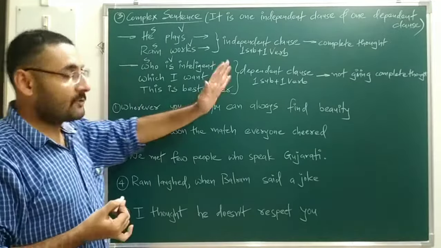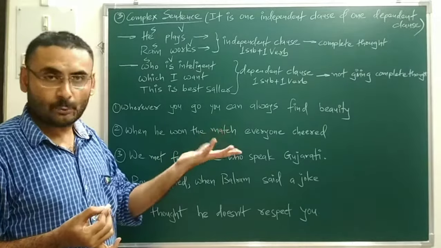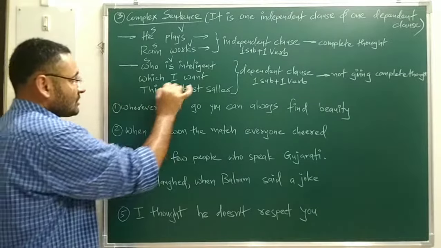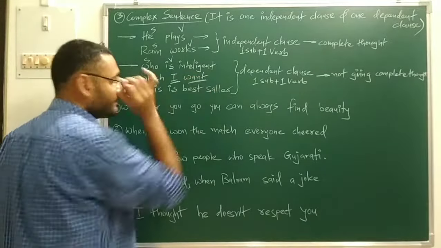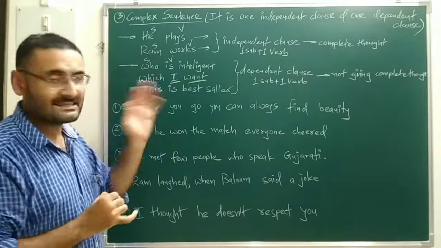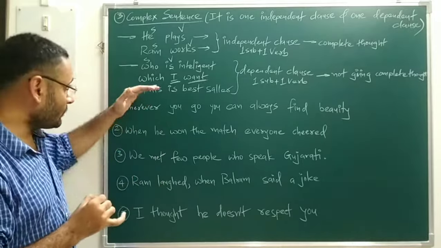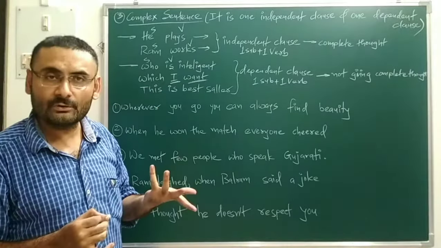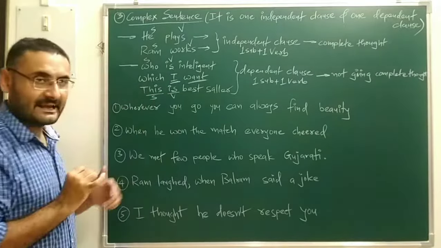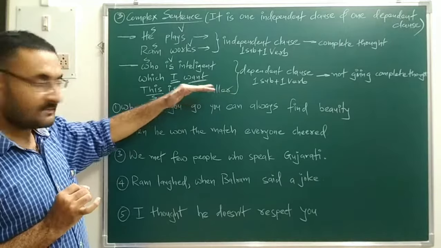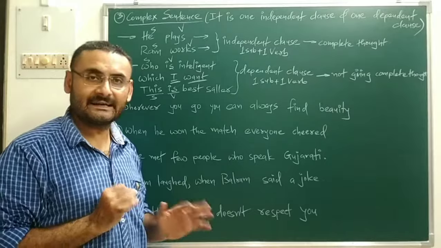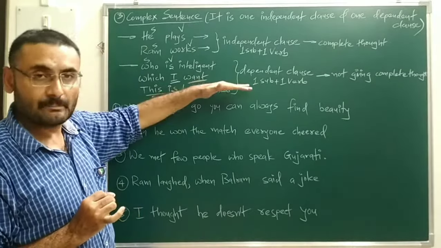Next is, which I want. Now what you want, that we don't know, complete thought is not clear. So that is your dependent clause in which one subject is there and one verb is there. Okay. Next is, this is the bestseller. Over here also, who is the bestseller? That we don't know. But over here, one subject is there and one verb is there, but that dependent clause is not giving the complete thought in a sentence. So, are you clear about the independent and dependent clause?